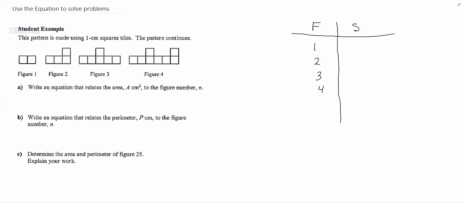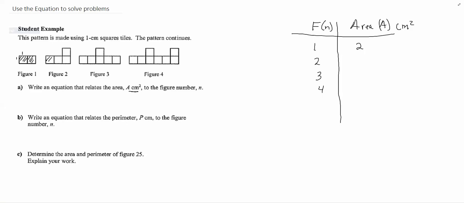We're being asked to write the equation that relates the area. Oh, so I need to change this. I need to stop just jumping right in. I need to write the area, A, measured in centimeters squared, to the figure number, n. Okay, so if this is 1 by 1, we have an area of 1 squared, and this is an area of 2 squared.